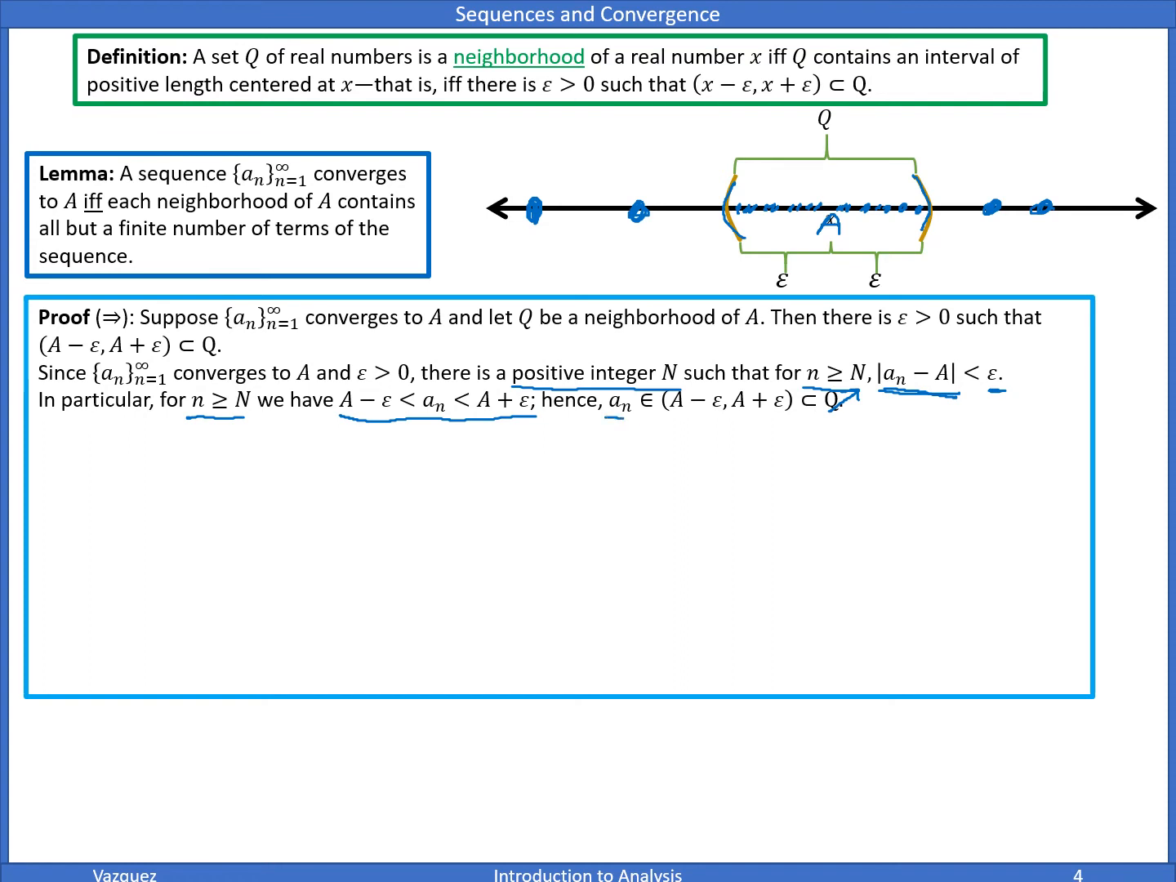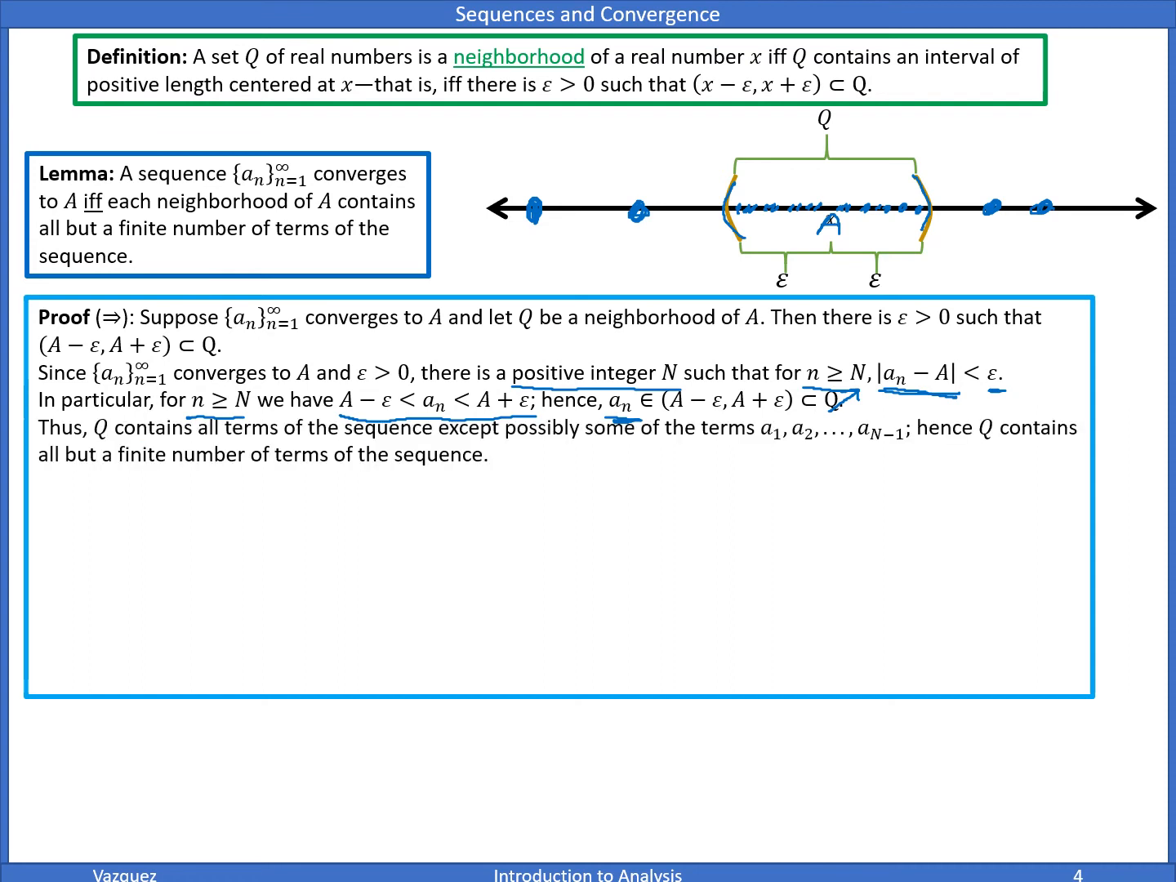So all the points of the sequence are elements of that interval, except for a finite number. Thus Q contains all terms of the sequence except for possibly some of the terms, and it can be these terms that are not in that interval. They may be, but that's not guaranteed, and that's okay. Therefore, Q contains all but a finite number of terms of the sequence. So we proved one side.